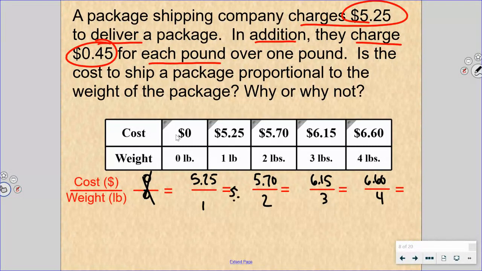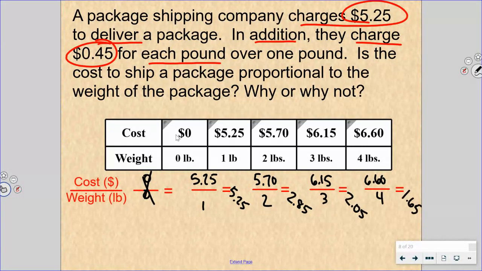5.25 per 1, naturally any number divided by 1 is itself. 5.70 divided by 2 would be $2.85. Oh my goodness, right away we see it's not proportional. Can we finish the job? Absolutely. This one's going to be $2.05 per pound. This one's going to be $1.65 per pound.